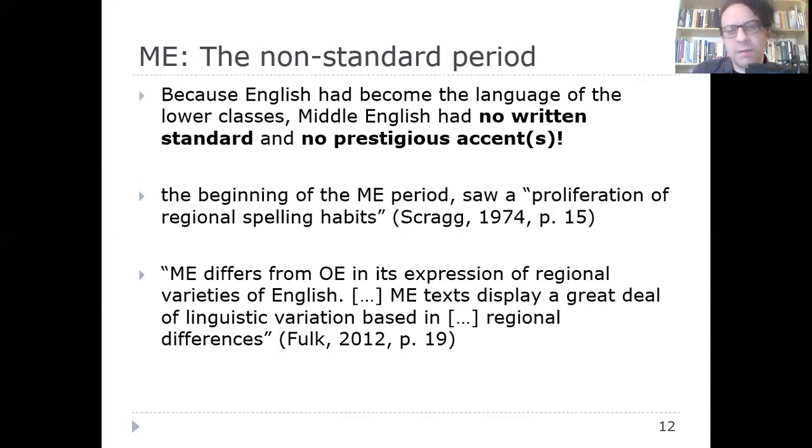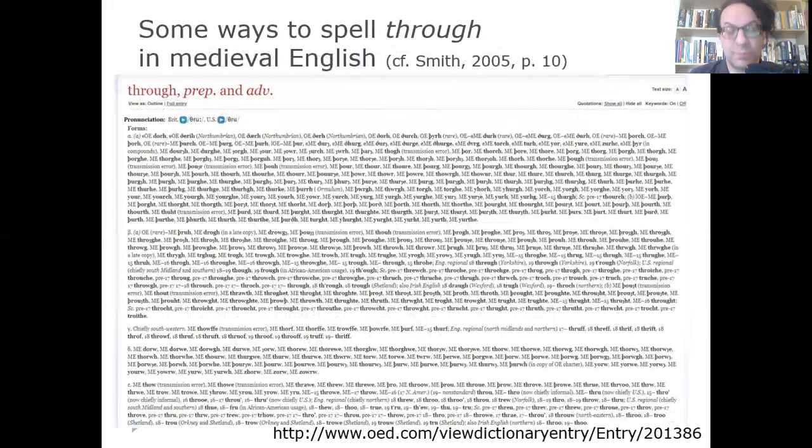Yeah, the beginning of the Middle English period saw a proliferation of regional spelling habits. And that's just a quote from Scragg. Or I also like this quote from Folk, which I'm also going to read out to you. Middle English differs from Old English in its expression of regional varieties of English. Middle English texts display a great deal of linguistic variation based in regional differences. And this is very, very true of the Middle English period.